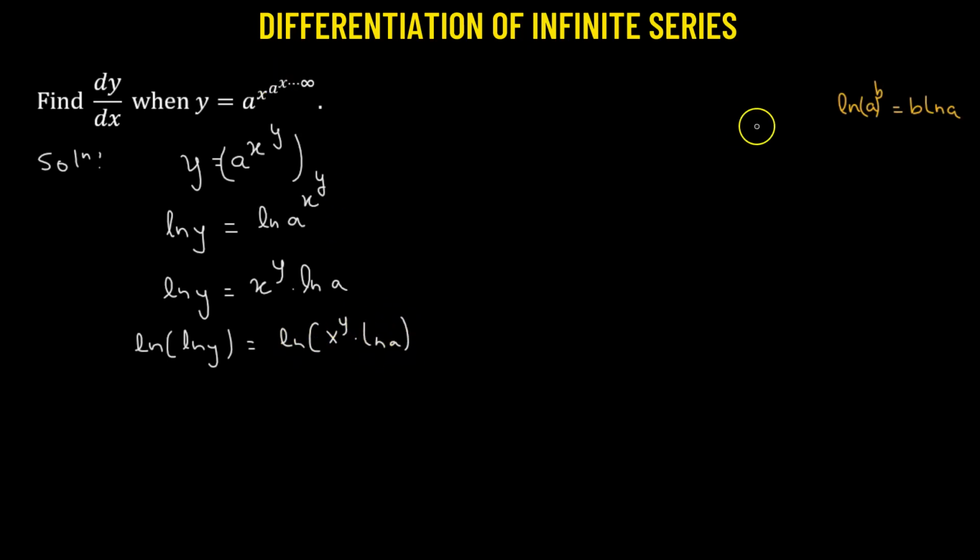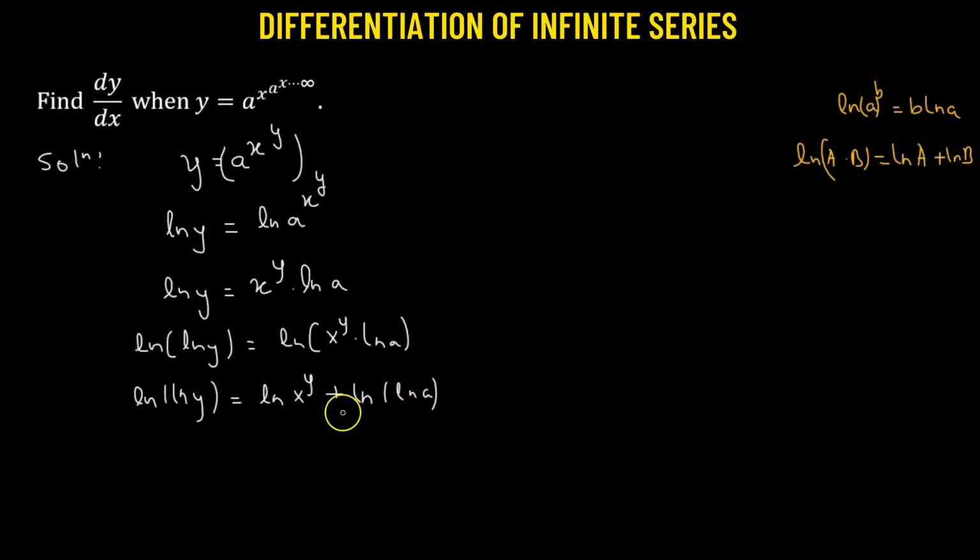Now we will use another property of logarithm that states that whenever we have log of a multiplied by b, this will be equal to log of a plus log of b. That means we have log of log y equals log of x raised to the power of y added to log of log a. Now log of x raised to the power of y, we can use the previous property to get natural log of y, which will be equal to y multiplied by log of x plus log of log a.